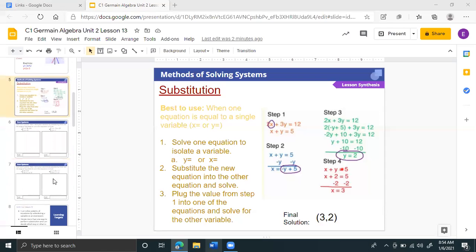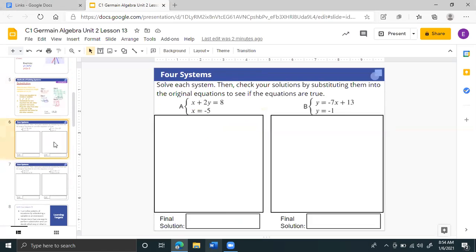Okay. So let's take a look at slide number 6. On slide 6, we have two systems of equations, and on slide 7, we have two more systems of equations. So our job today is to solve these 4 systems of equations. Let's take a look at letter A. We're going to do letter A together.